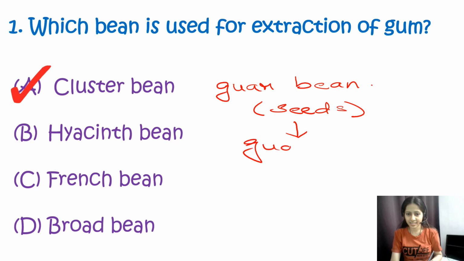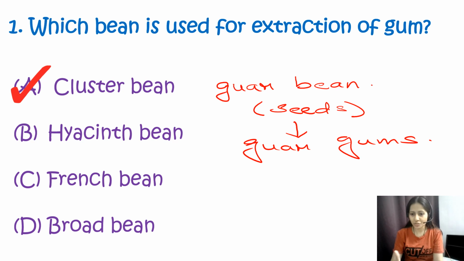Guar gums. We know that guar gum is a natural thickening agent as well as a stabilizer, which is commonly used in food industries, in pharmaceutical industries, cosmetics and other various industrial applications. So over here my correct option is option A, that is cluster bean.